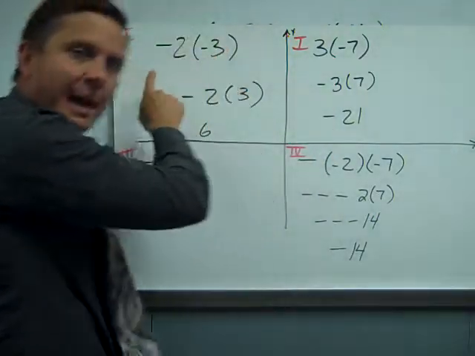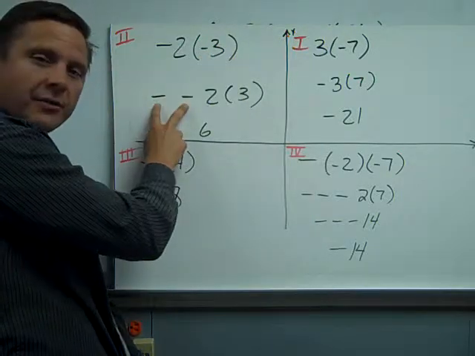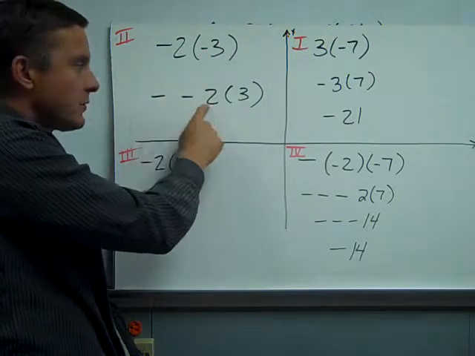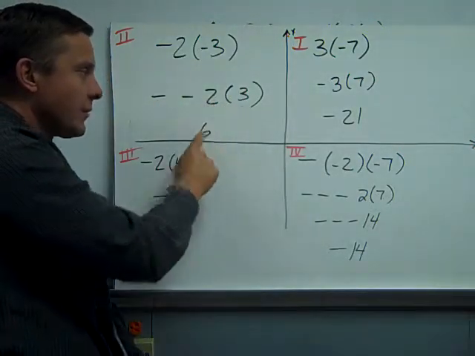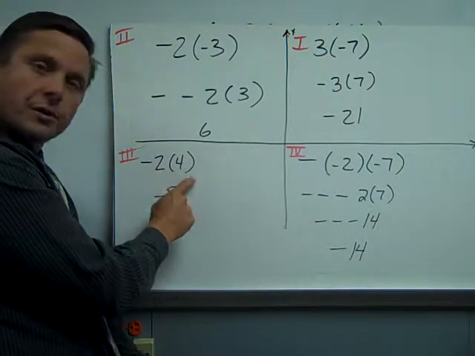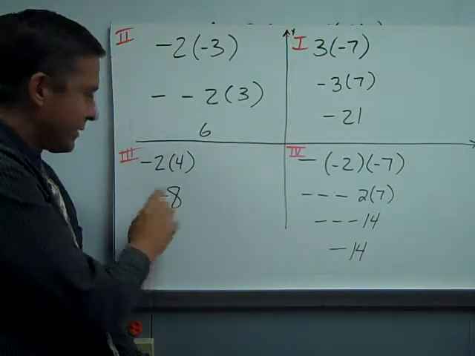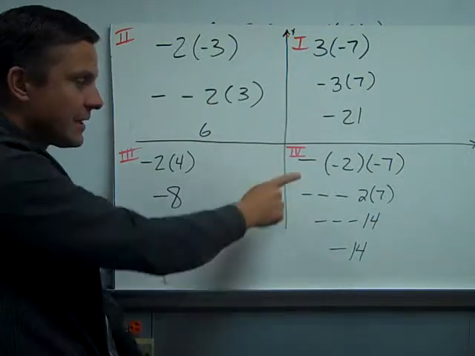Next problem. The opposite of 2 times the opposite of 3. We'll bring both negatives outside. The opposite of the opposite of 2 times 3. We know that 2 negatives make a positive. 2 times 3 is 6. The answer is 6. Negative 2 times 4. Well, again, 2 times 4 is 8. The opposite of 8 is negative 8.